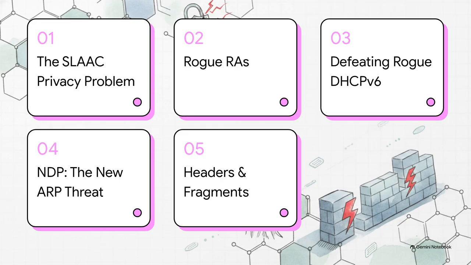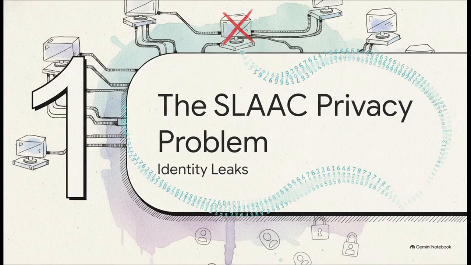Here is our quick roadmap for mastering the IPv6 local link today. We'll cover: 1. The SLAAC privacy problem, 2. Rogue router advertisements, 3. Defeating rogue DHCPv6, 4. NDP, the new ARP threat, and 5. Headers, fragments, and floods. All right, Section 1, the SLAAC privacy problem.